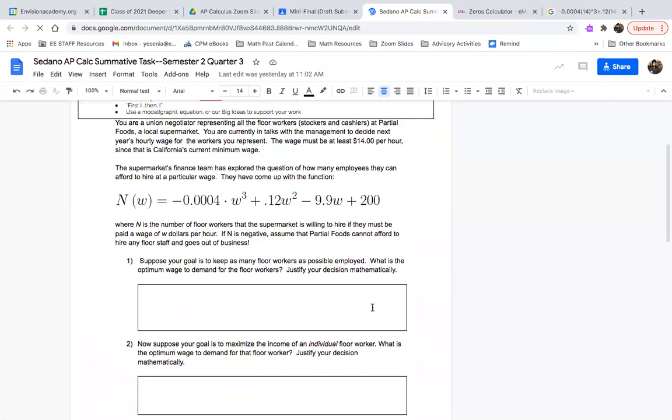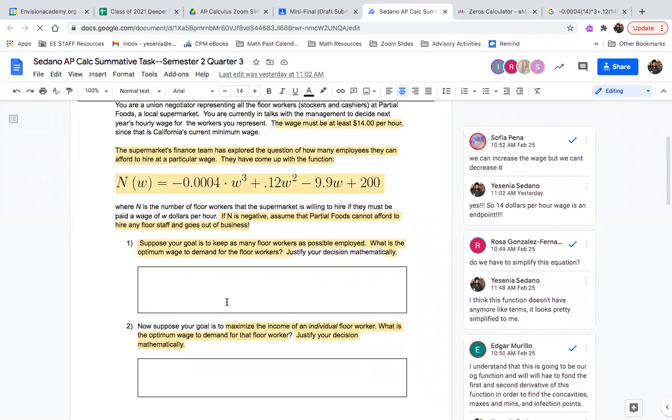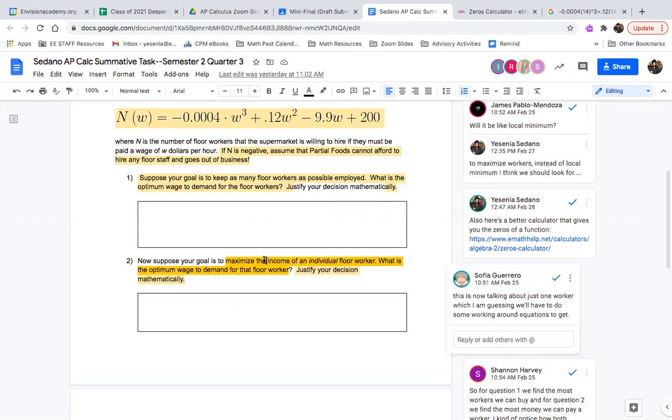It's loading. Okay, so we have an idea on how to tackle number one. Don't forget to make connections to big idea number 3 and big idea number 7. And don't forget to include a sketch. So yes, you want to include a sketch. Now, number 2 is saying, suppose that you want to maximize the income of an individual floor worker. So just one worker. Like, what's the highest amount just one worker could get? It's basically the question. And it says, what's that optimum wage to demand for that floor worker? Justify your decision mathematically. And let's see what feedback we had here.